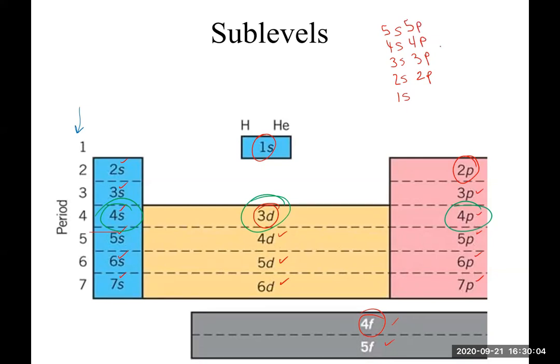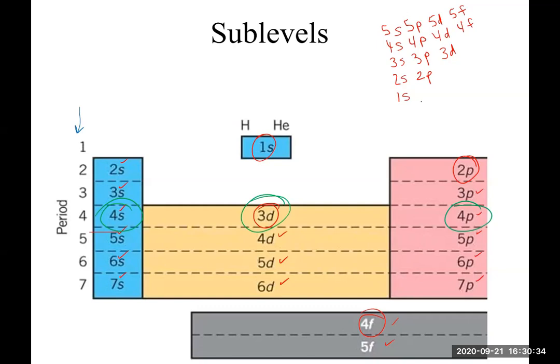And then d's start at energy level 3. So 3, 4, 5, and we have d's associated with all of those. And then of course, f starts at 4, so 4f and 5f there. And let's look at how this works according to the periodic table. Let's just draw the lines through the Aufbau principle and see how it works.